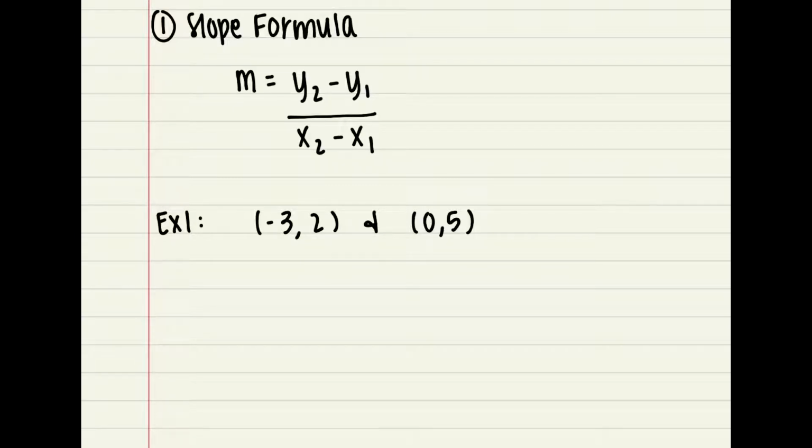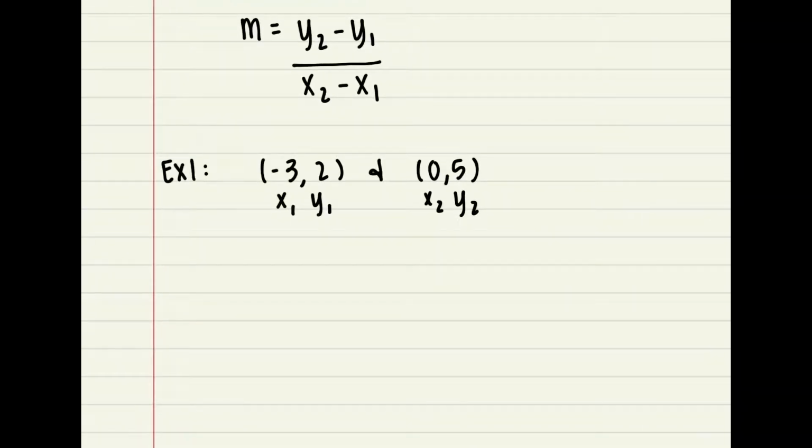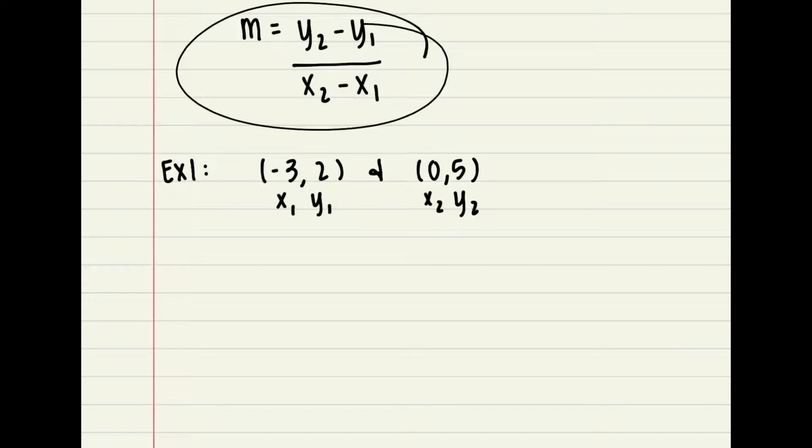Like I said, we're going to label our points first. -3 is going to be labeled as x1, and 2 is going to be labeled as y1. For the second point, 0 is x2, and 5 is y2. I'm now going to take what I have and plug into the slope formula. So m is equal to, instead of y2, I'm going to put the number: 5 minus y1, which is 2, over x2, which is 0, minus x1, which is -3.